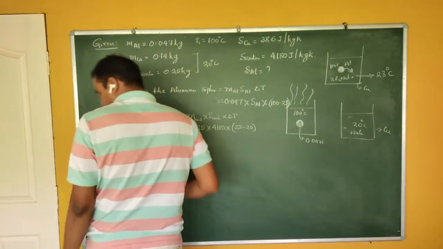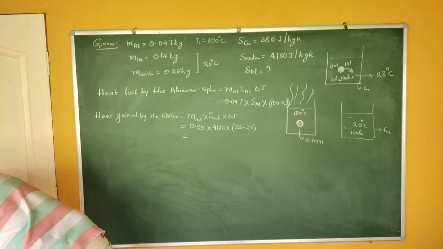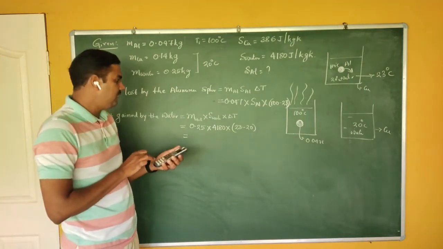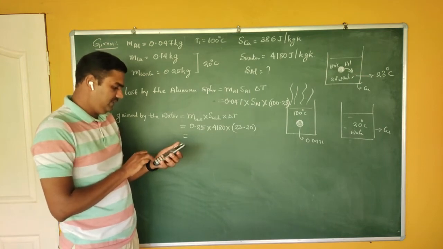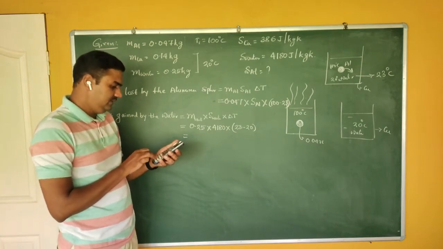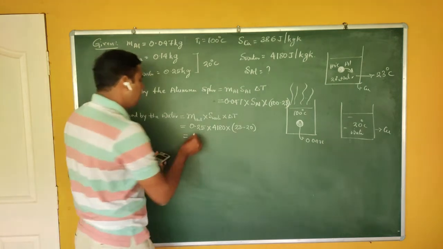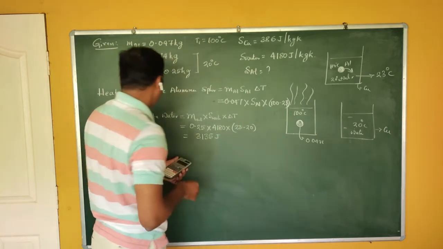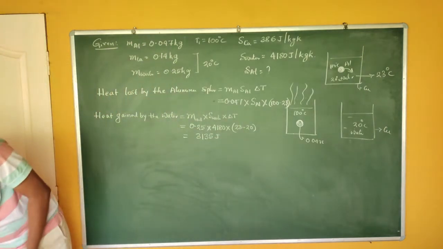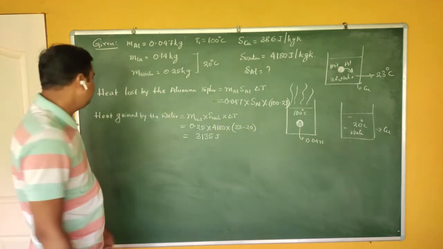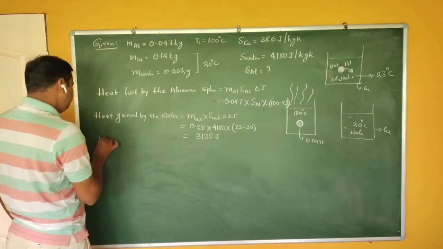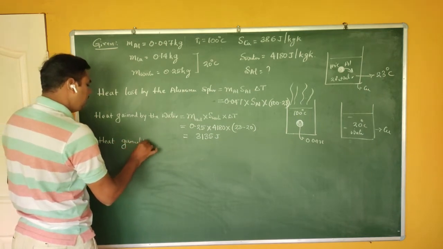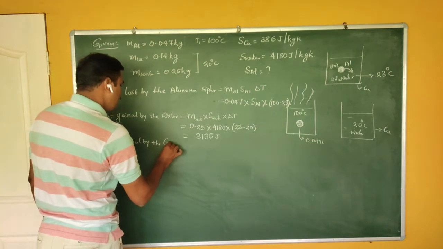If I calculate this, it is 0.25 into 4180 into 3. I'm getting something around 3135 joules. Now that is the heat gained by the water. Similarly, we have to find the heat gained by the copper calorimeter.